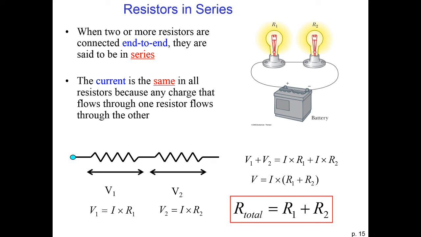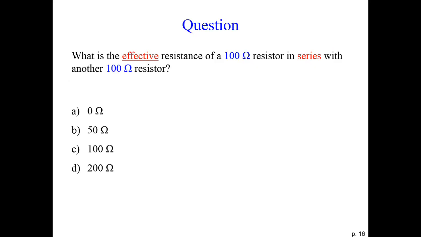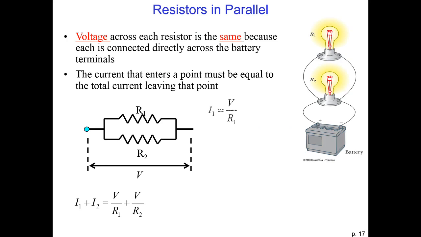And if we have 3, 4, or 5 resistors all in series, we can do the same thing. We just add them up. So our total would be R1 plus R2 plus R3 plus R4 if we had 4 resistors in series. So for example here, we have two resistors with 100 ohms, and we put them in series. Then the total resistance is the sum of the two. So R1 plus R2 is 100 ohms plus 100 ohms. So that gives us 200 ohms for our resistors in series. Piece of cake.